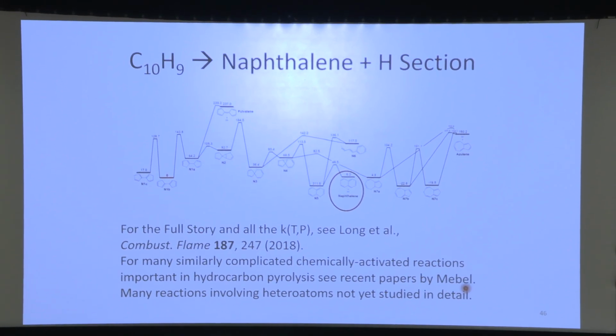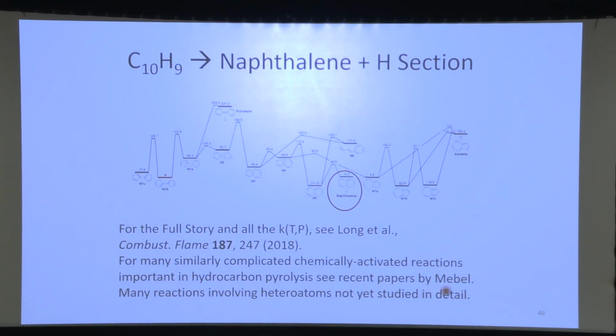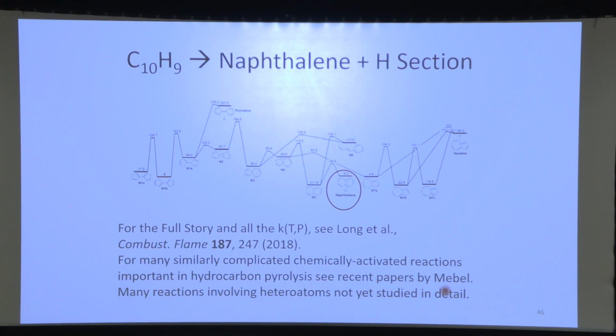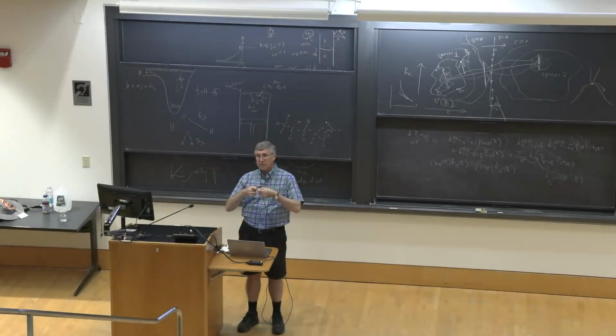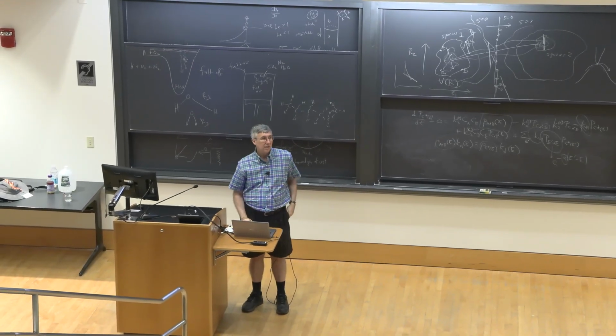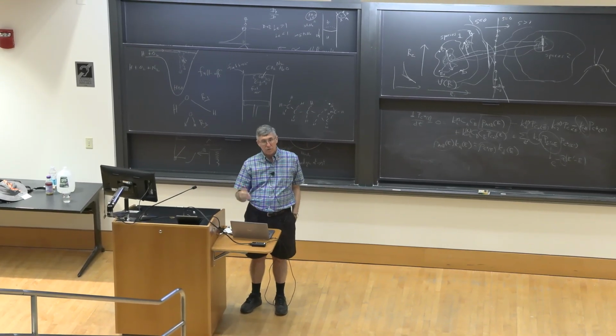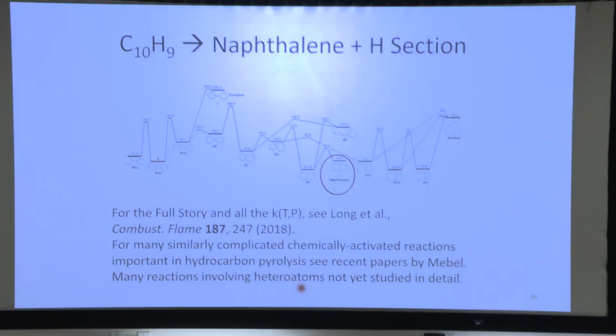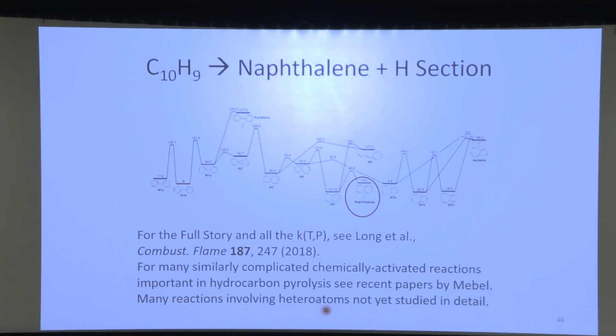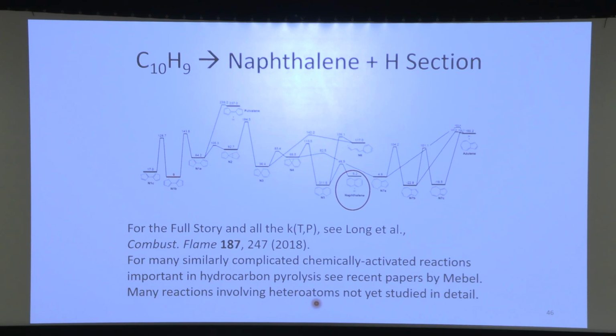Mabel has published a lot of really nice papers like this on other systems where you form aromatics and polycyclic aromatics. And so there's maybe like 13 or something of these different important systems that form the polycyclic aromatics have been studied in detail with the pressure and temperature dependencies. I would say the ones that involve heteroatoms, if you have like nitrogen or sulfur or oxygen in the rings, mostly have not been studied.